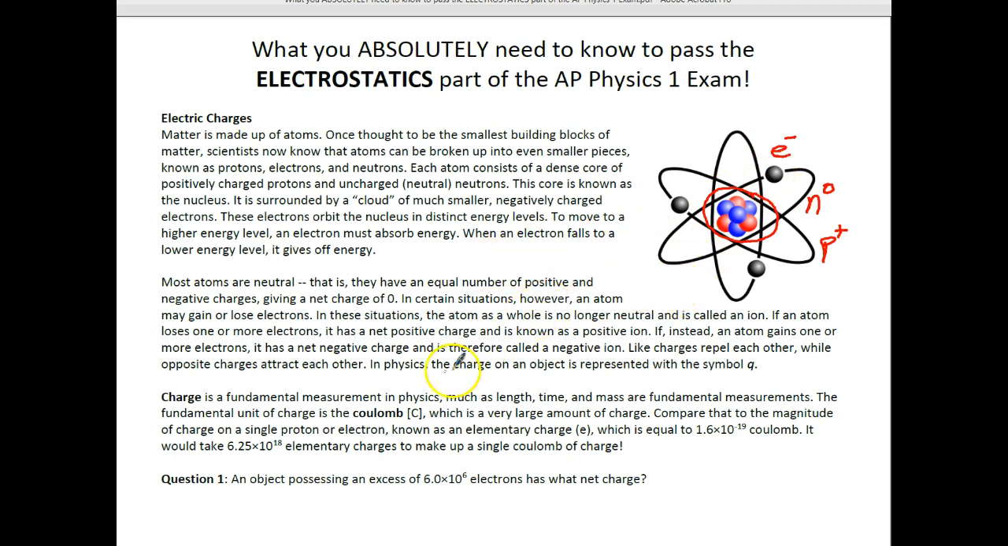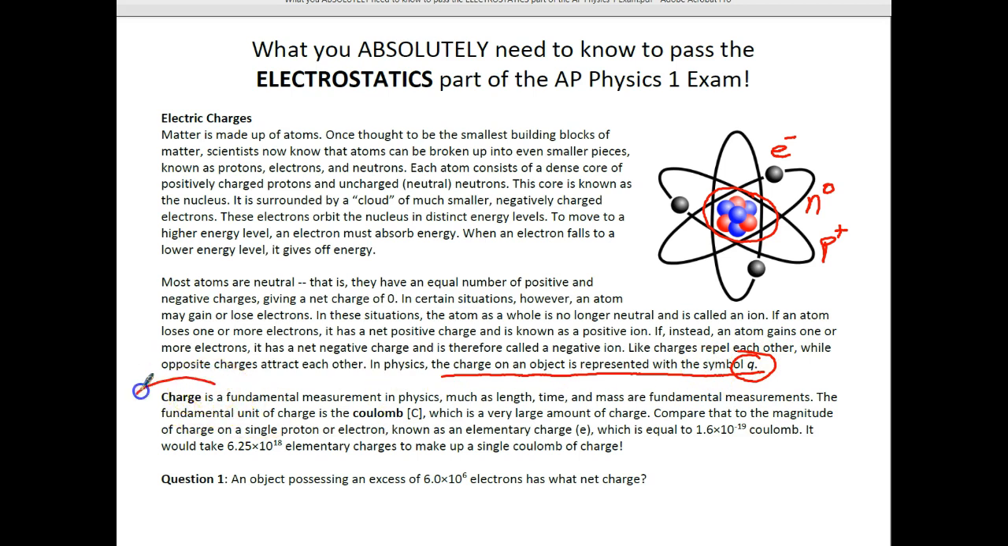Most of the atoms that we know have a net charge of zero. It's because they have the same number of protons as they do electrons. When they don't, we say that these things have a charge. And whenever we talk about charge in physics, we're going to represent it with a symbol Q. So if something has a charge, we're going to say that it has a symbol Q.